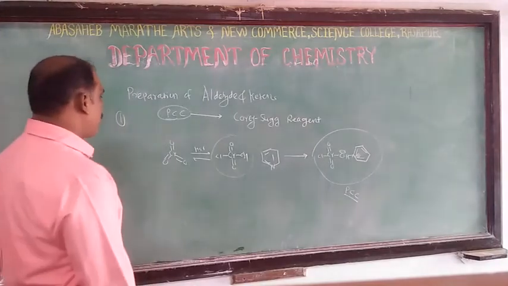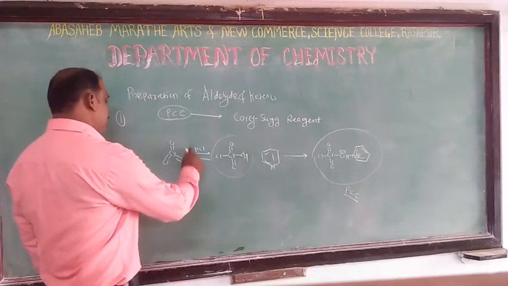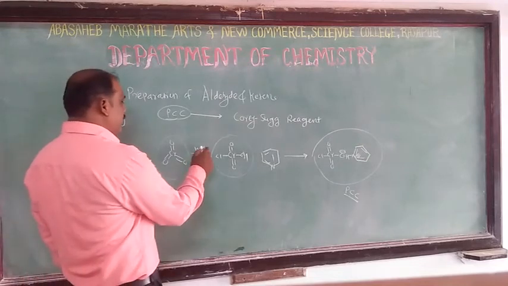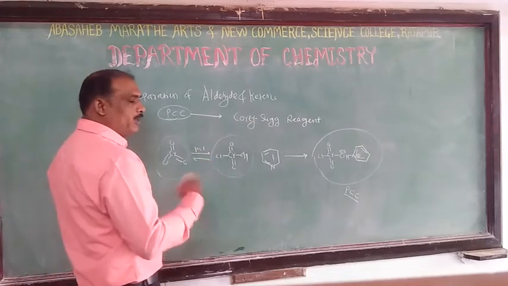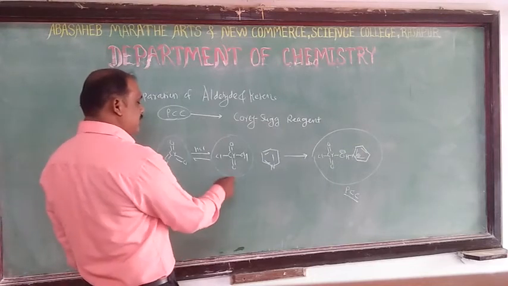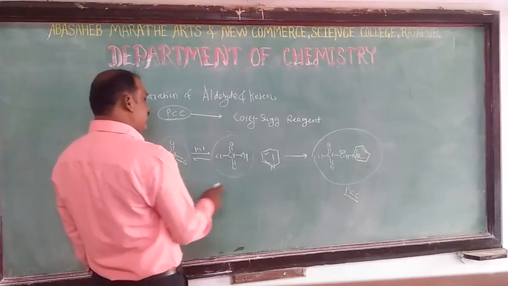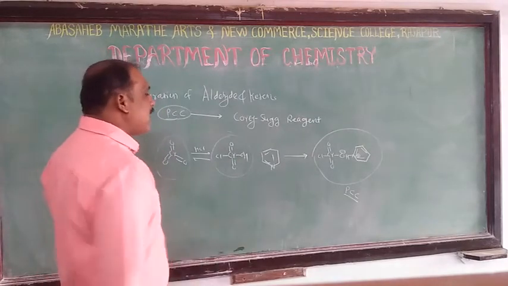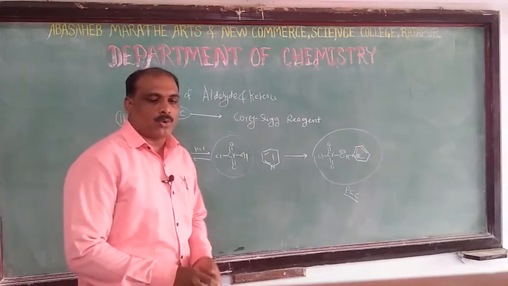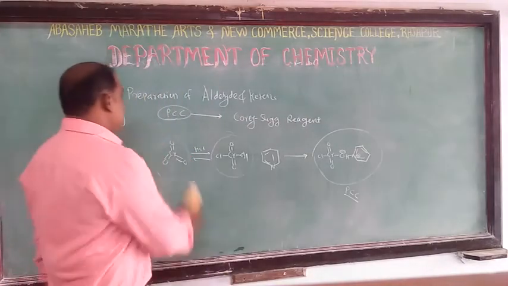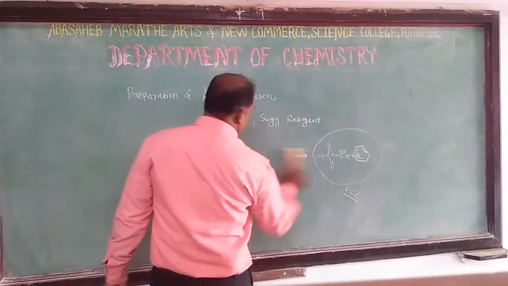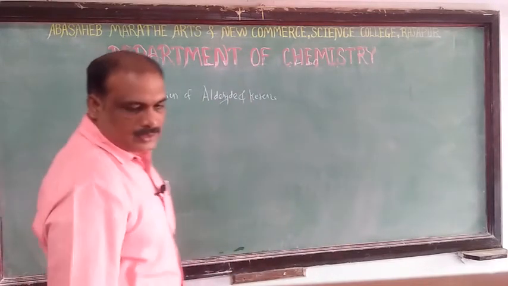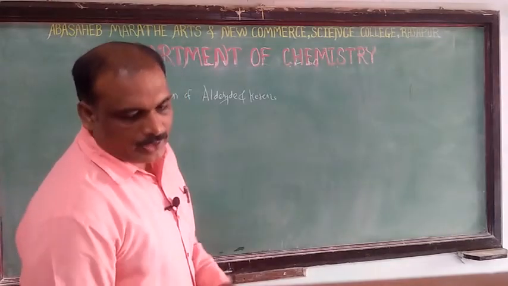Firstly, chromium trioxide is treated with concentrated HCl to get chlorochromic acid. That chlorochromic acid is treated with pyridine to get the reagent PCC, pyridinium chlorochromate. And those reagents are helpful to prepare aldehydes as well as ketones.